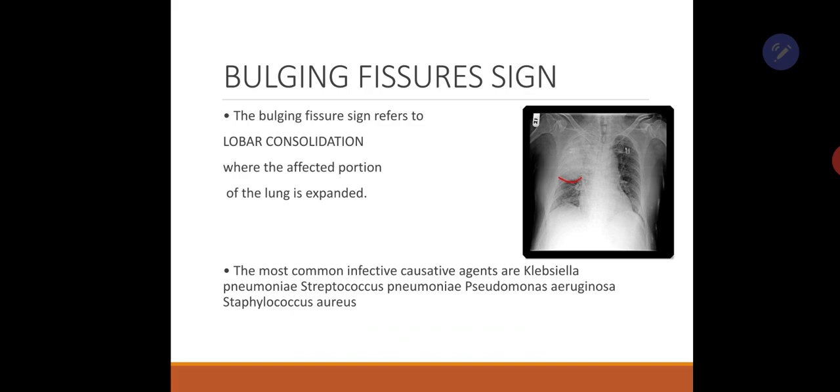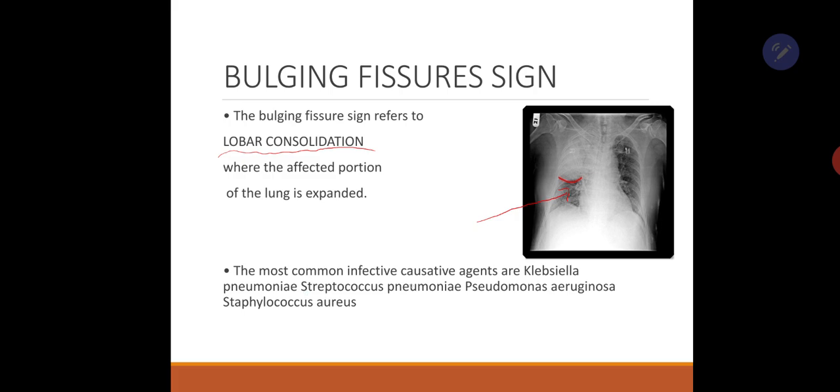Now we will talk about bulging fissure sign. Bulging fissure sign refers to lobar consolidation. This is a lobar consolidation where the affected portion of the lung is expanded. See, this is the bulging fissure sign, and you can see bulge. There is a bulge, and looks like a fissure. So this is how the term came. This is the bulging fissure sign.